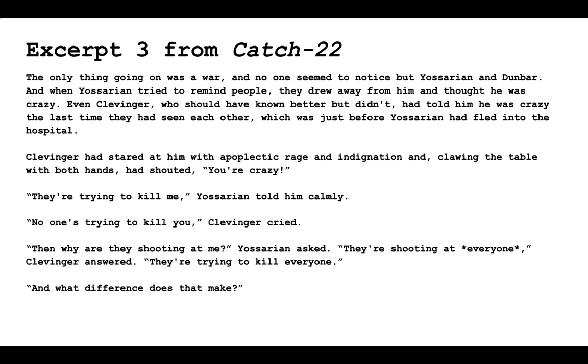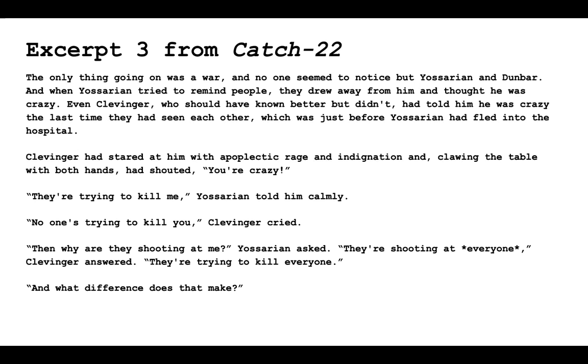Clevinger had stared at him with apoplectic rage and indignation, and clawing the table with both hands, had shouted, "You're crazy." "They're trying to kill me," Yossarian told him calmly. "No one's trying to kill you," Clevinger cried. "Then why are they shooting at me?" Yossarian asked. "They're shooting at everyone," Clevinger answered. "They're trying to kill everyone. And what difference does that make?"